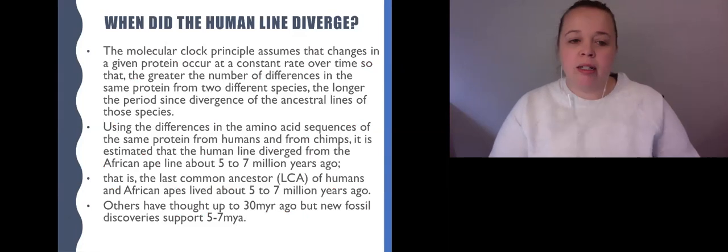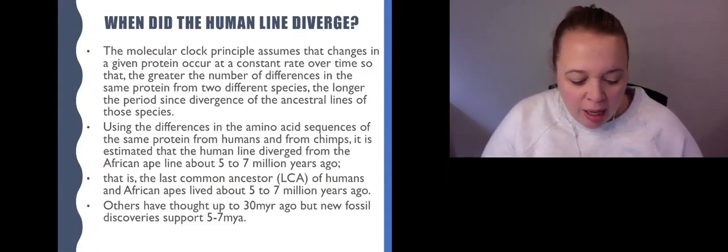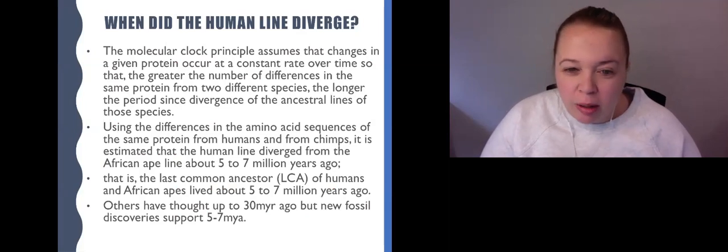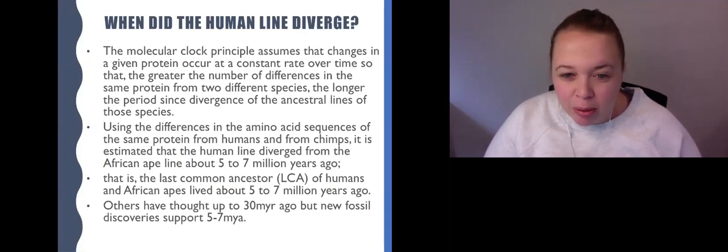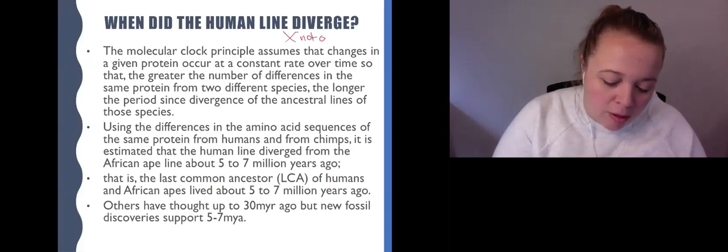All right, so when did the human line actually diverge? How do we know that it diverged that way? This is just a little bit of extra reading for you. It's not important. It's not on the study design this year, so not on the 2020 study design.